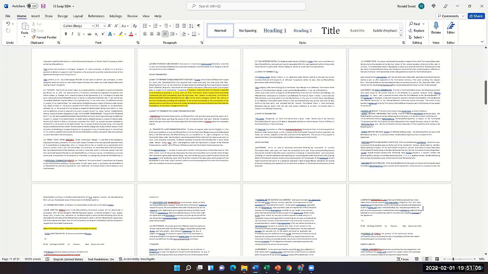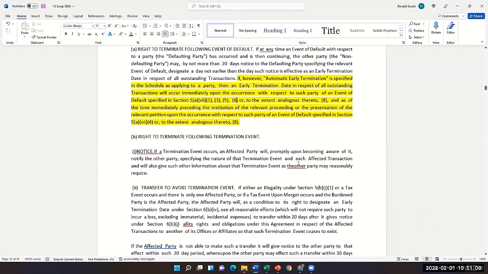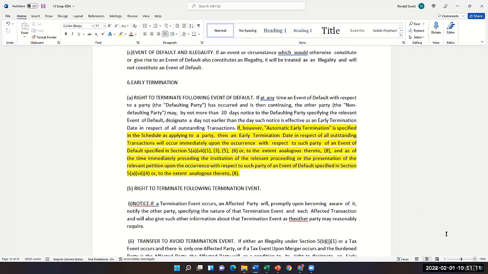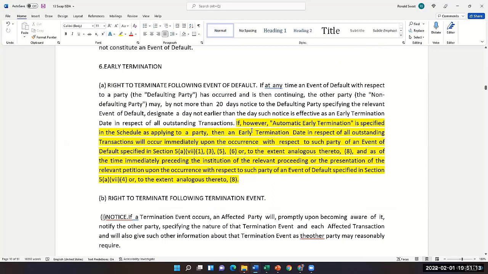So this paragraph here, and this one was really, really important to me. And I'll tell you why this was so important to me. I had to understand this part of the contract is probably the most important part of the entire contract.